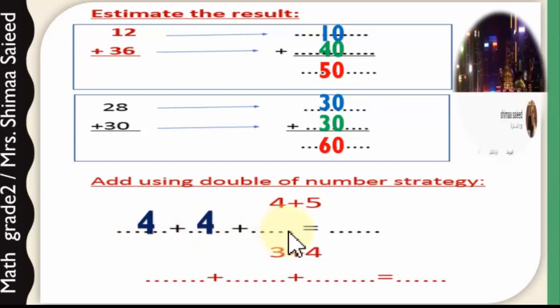So 4 plus 4 plus 1. 4 plus 4 equals 8. 8 plus 1 equals 9. What about 3 and 4? Also 3 and 4 are two consecutive numbers. So we will use double of number plus 1. Double the smallest digit, which is 3. So 3 plus 3 plus 1. 6 plus 1 equals 7.